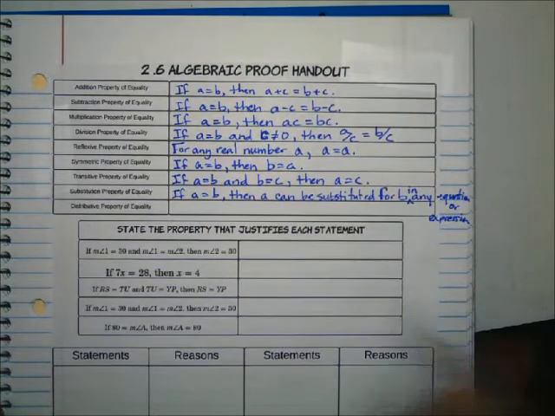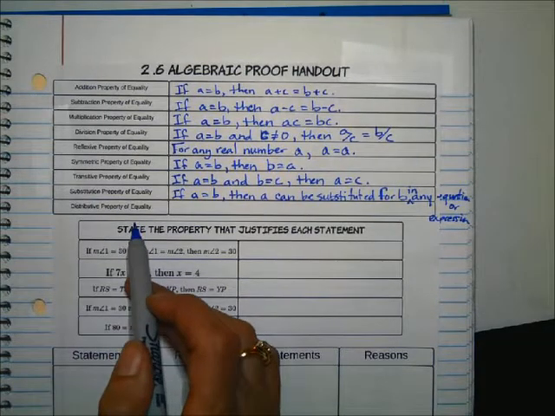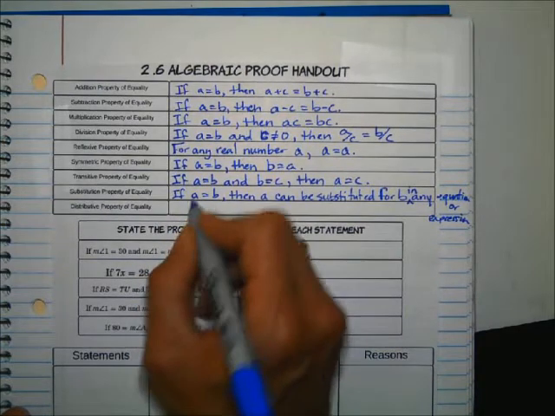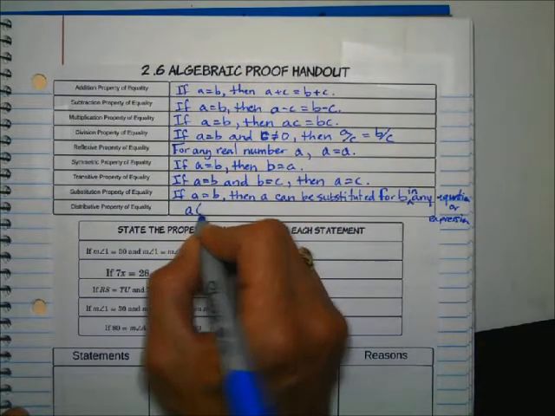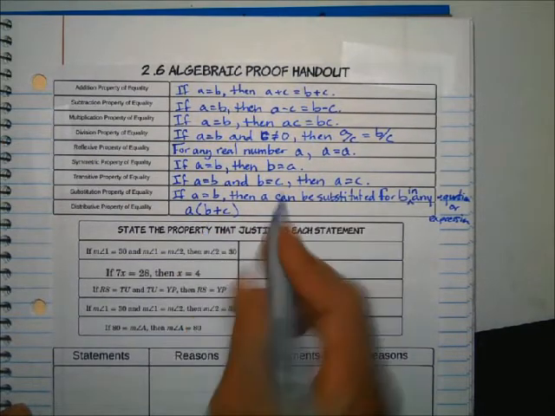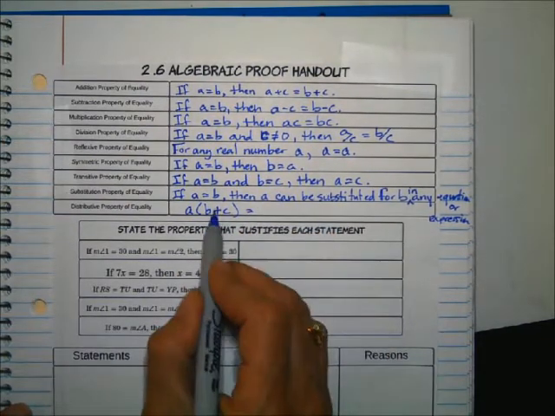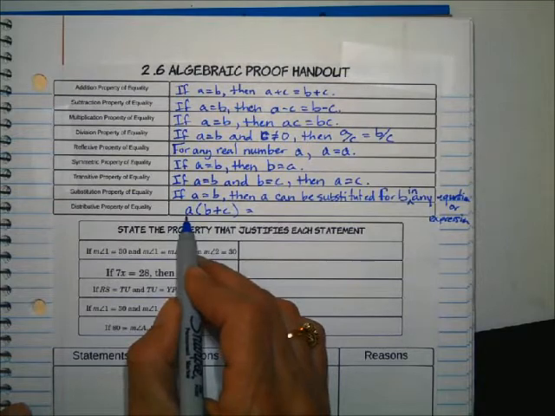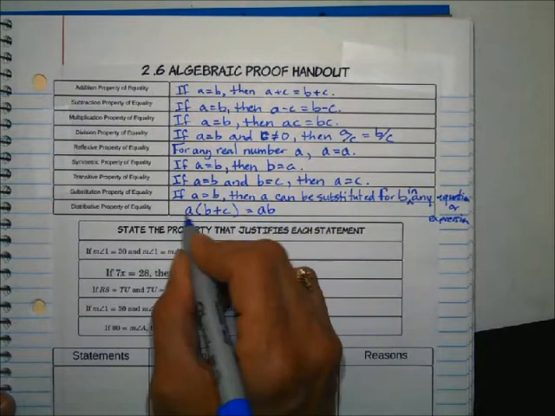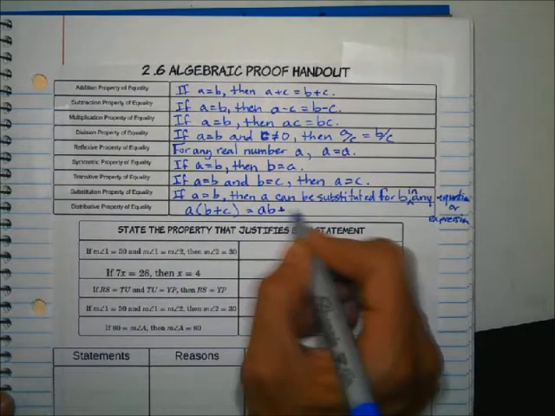Distributive property. Distributive property is basically this. If you have a number multiplied times a sum, then you can do what's in parentheses first and then multiply by A, or you can distribute that A times B, and then add A times C, and you can get your answer that way.